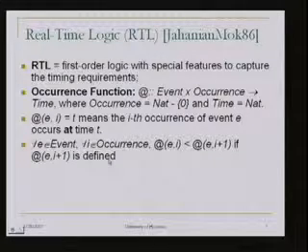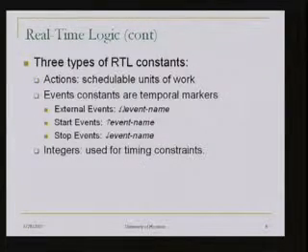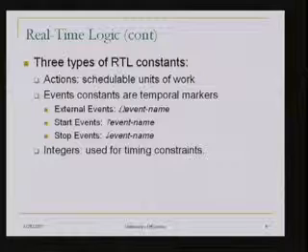Okay. Later on, we'll look at a simple example, so you can become familiar with this logic before we go over the algorithm for verification and debugging. There are three types of real-time logic constraints. Constants. These are actions. These are schedulable units of work. So if this is a computer system, that means a task, a process, a thread. Okay, that is a schedulable unit of work.